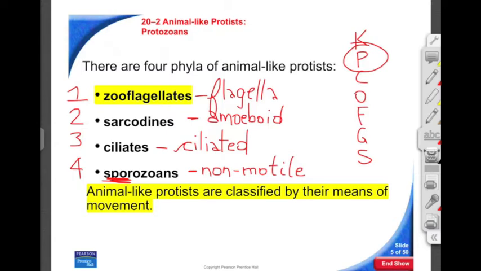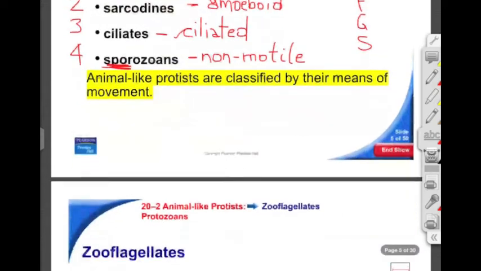We start by focusing on the animal-like ones, and then later we move on into the plant-like ones and the fungus-like ones. The fungus-like ones are fascinating. You could spend days just talking about the fungus-like ones. But we won't, because we don't have that much time in the course.